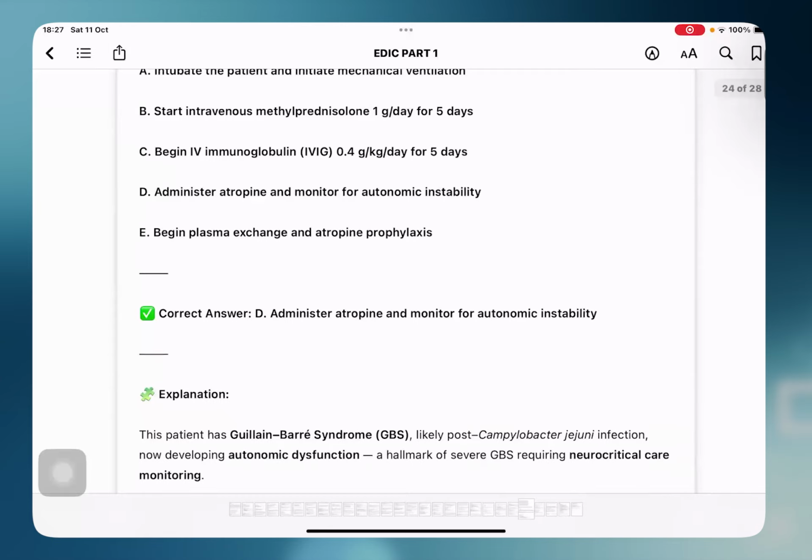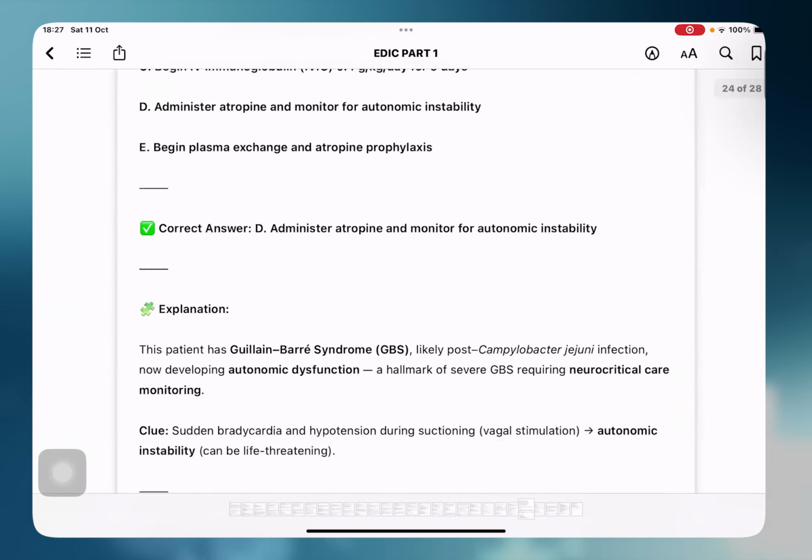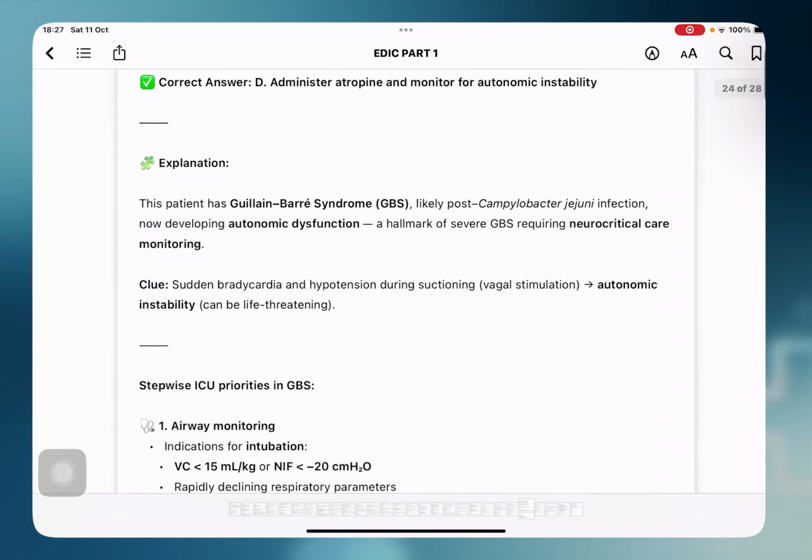This patient has Guillain-Barré, likely post-Campylobacter, now developing autonomic dysfunction, which is a hallmark of severe GBS requiring neurocritical care. Sudden bradycardia and hypotension during suctioning leads to vagus stimulation and hence needs atropine immediately because it can be life-threatening. Patient can develop a straight line.